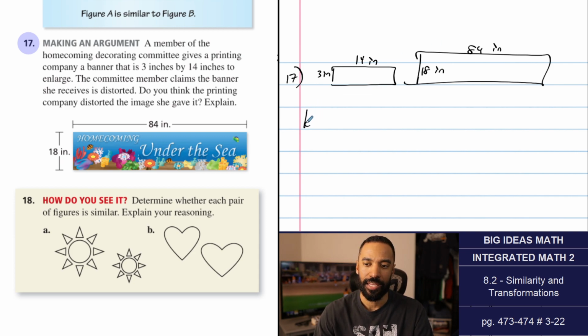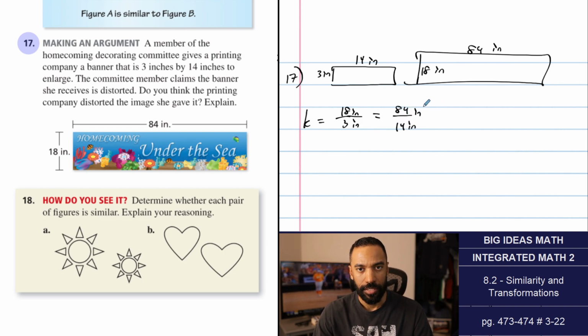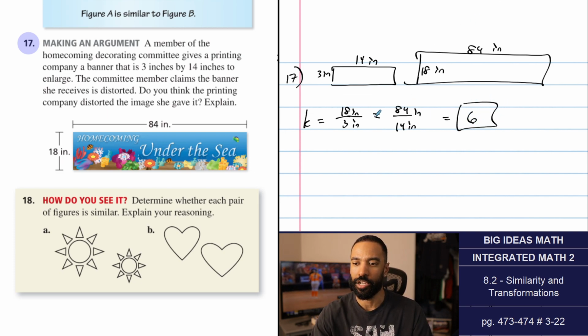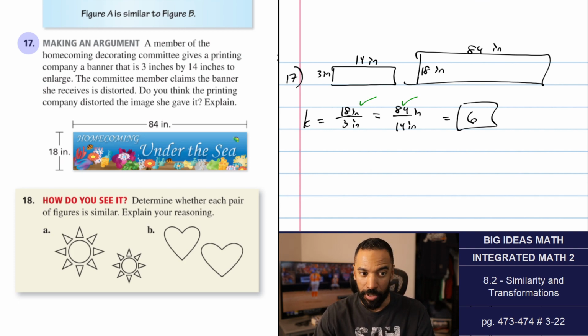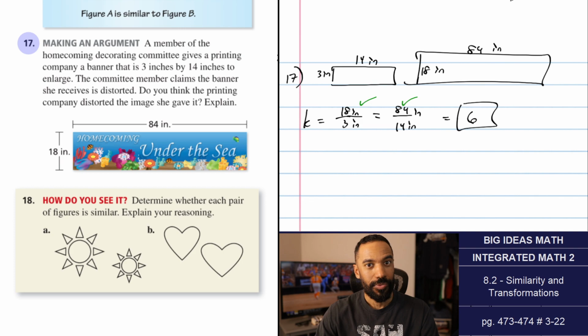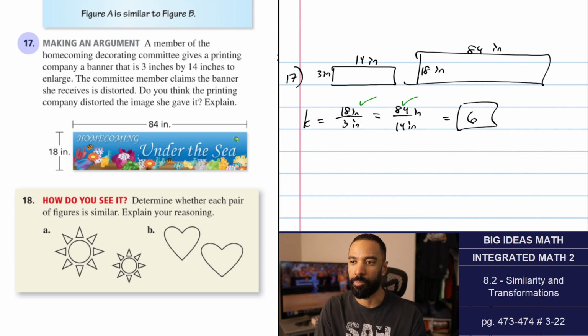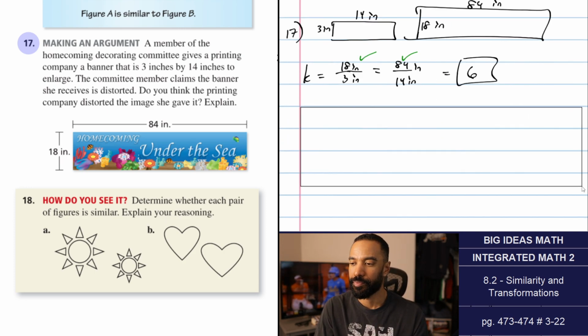So is k the same for these? When I do 18 over 3, and by the way, these are all inches, inches over inches, and 84 over 14. Yes, that'll give you 6. That's a scale factor of 6. They are in agreement with each other. They all work out. Your committee member is wrong. I mean, I don't know what else is distorted or not, but your committee member is incorrect. This is a proper proportionality.